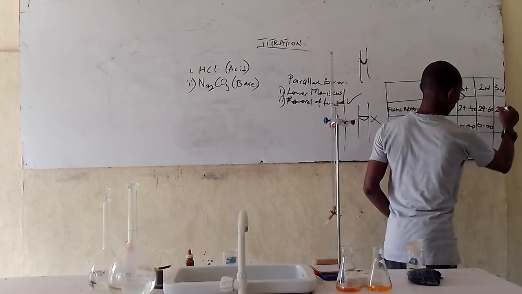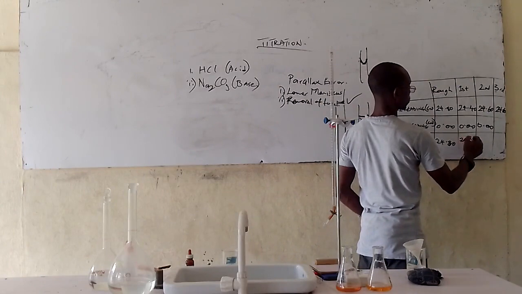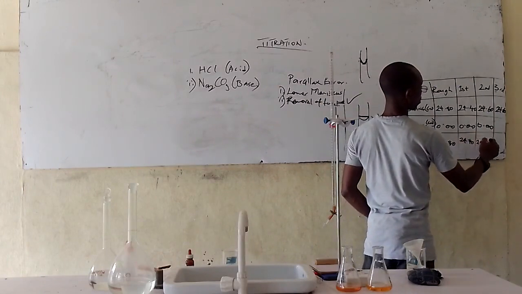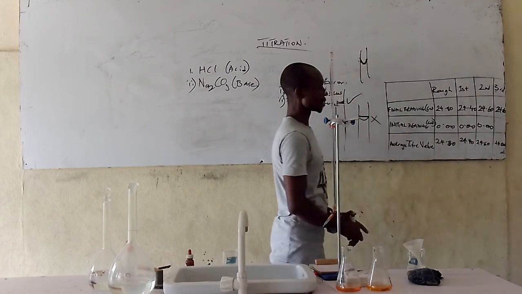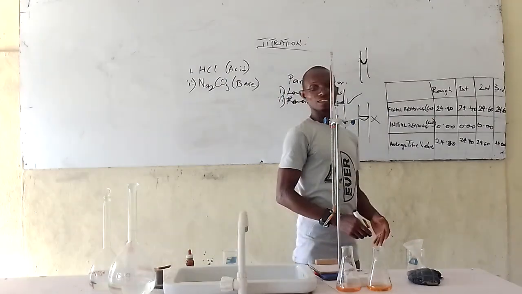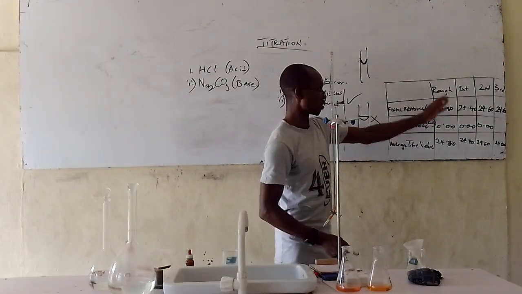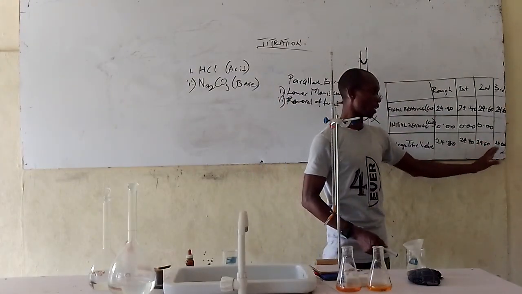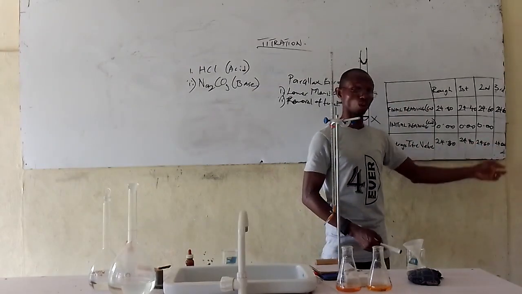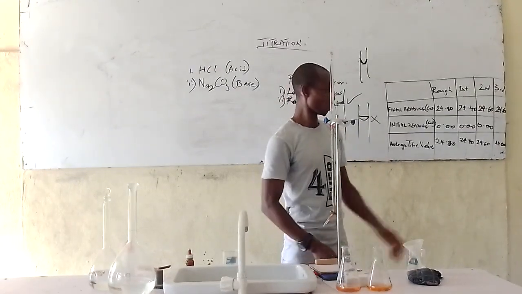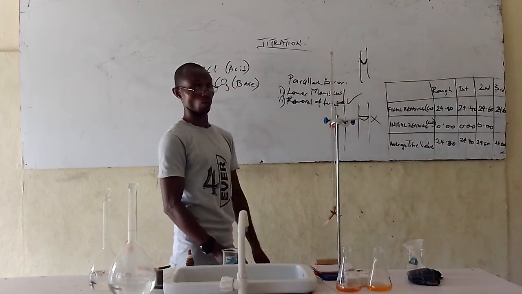So here we are having 24.4, here we are having 24.60, here we are having 24.60. And because I told us earlier on that we should have concordant readings with a margin of not more than 0.2, we have our first reading which is 24.4, and our second and third readings are 24.6. So the three of them are not different by more than 0.2, so we can actually use the three of them for our reading.